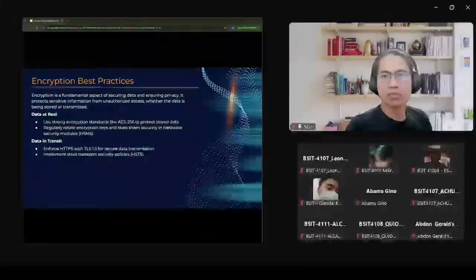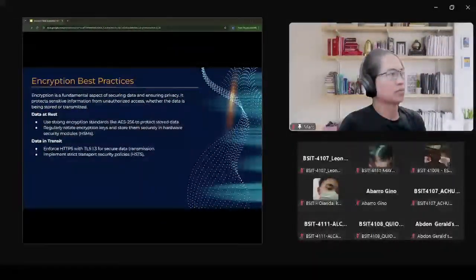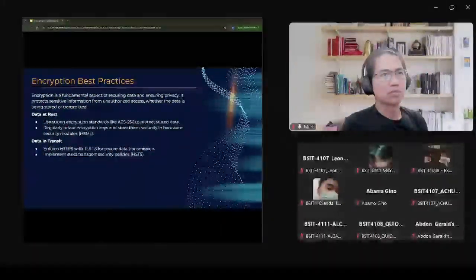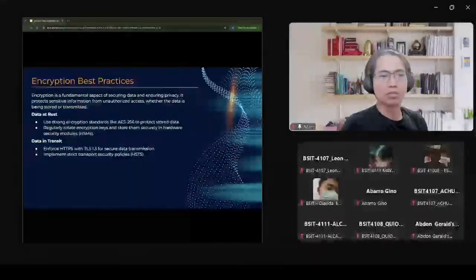Now, always remember that encryption is just one layer of security. It's crucial to combine it with other security measures such as proper access control, monitoring, and regular security audits to build a robust defense against potential threats.